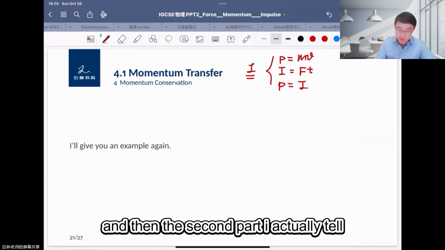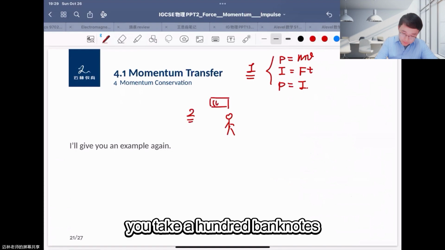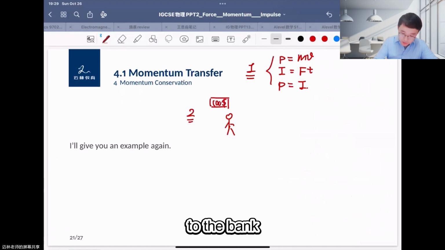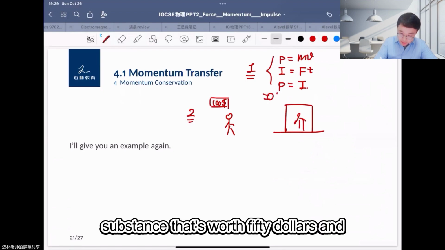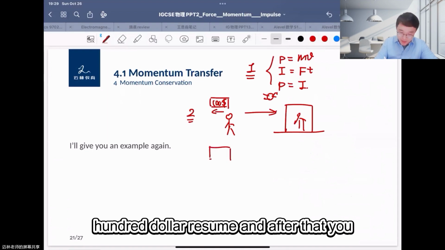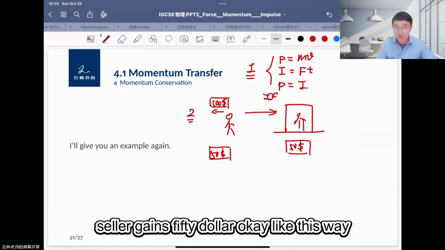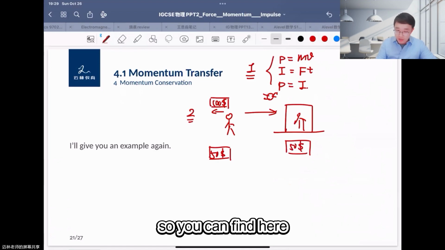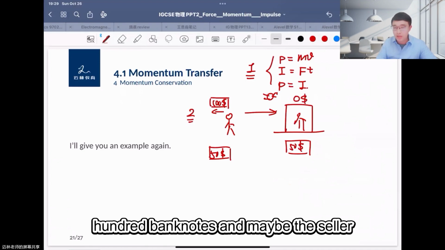And then the second part, I want to tell you that if there's only momentum, like you take a 100 banknote to the bank, sorry, to the shop, and the seller will tell you that, okay, here is a substance that's worth $50 and you pay him. Maybe today you have $100 with you, and after that you have $50 with you, right? And the seller gains $50. Okay, like this way. So you can find here, at the very beginning, you have a 100 banknote, and maybe the seller doesn't have any money.